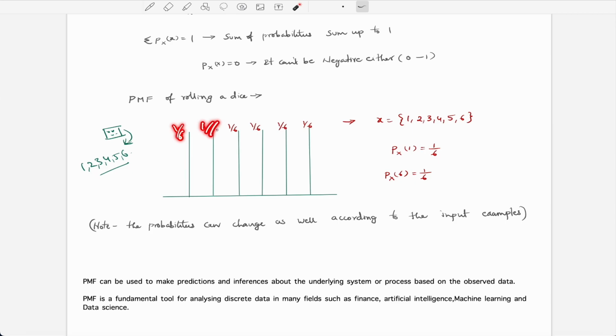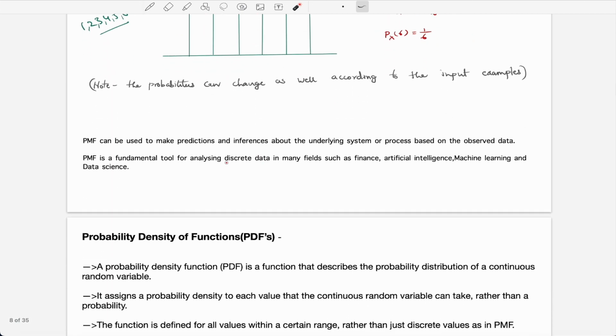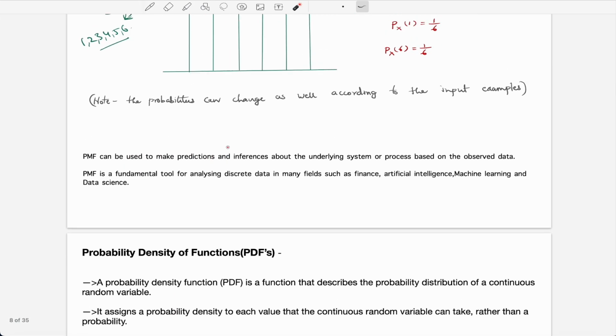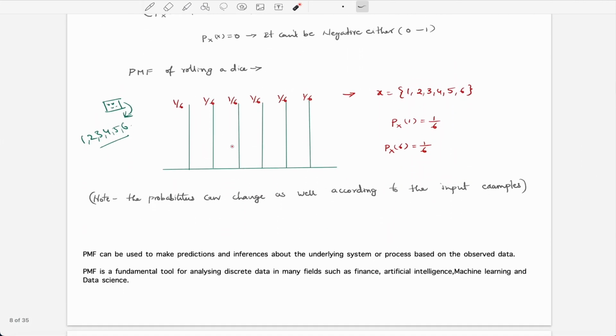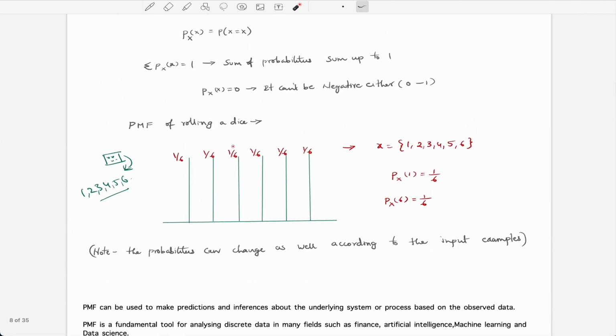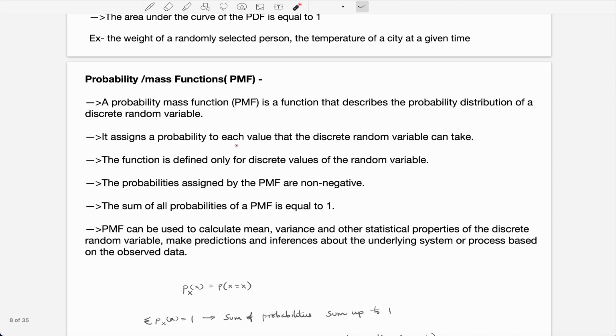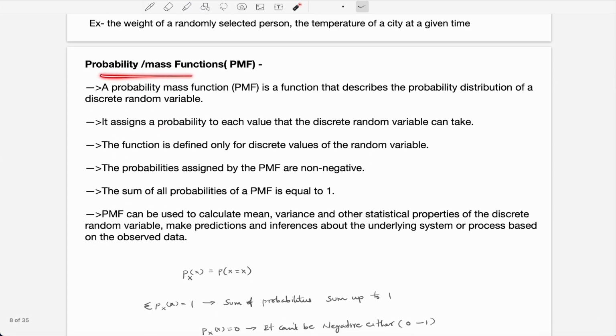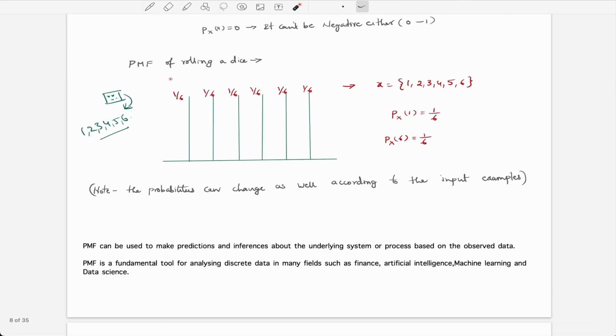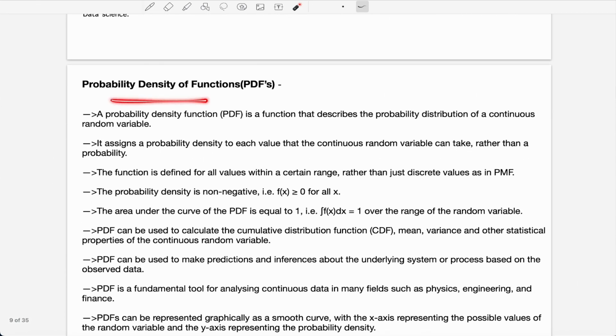So what do you mean by discrete data? It means data which is countable. Okay, so we are analyzing that countable data. It is a fundamental tool for analyzing that data, and it is also used in many fields like finance, machine learning, artificial intelligence, data science, and a lot more. So I hope you understand what a probability mass function is, and now we're going to cover the probability density function.